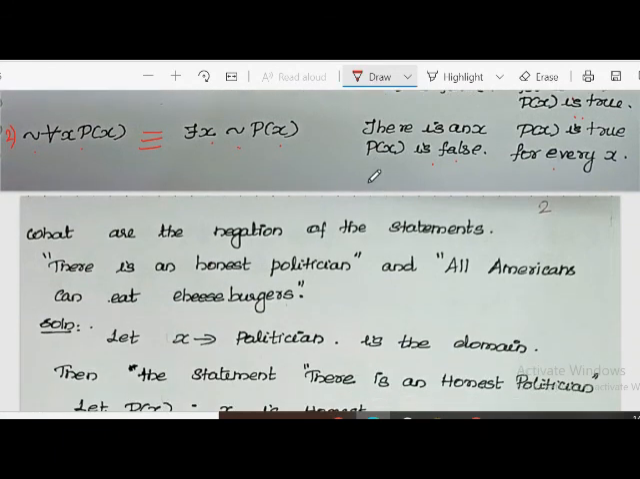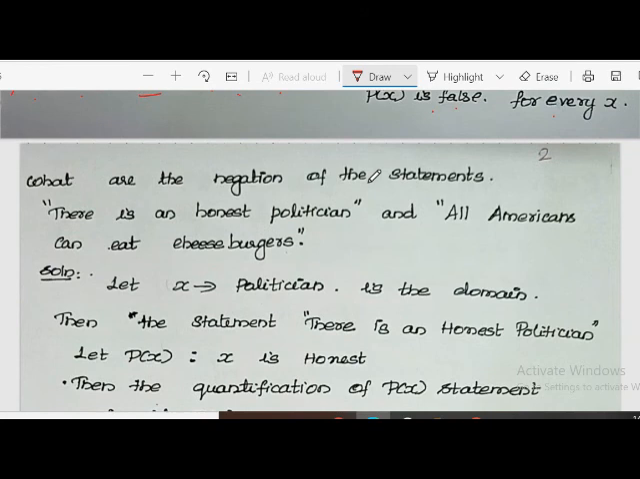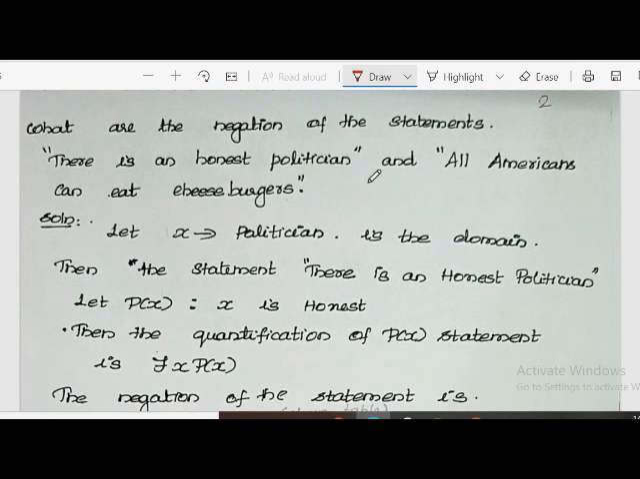All Americans can eat cheeseburgers. How will you write this statement? Here, first of all, let me define the first statement. So let us first define the domain.